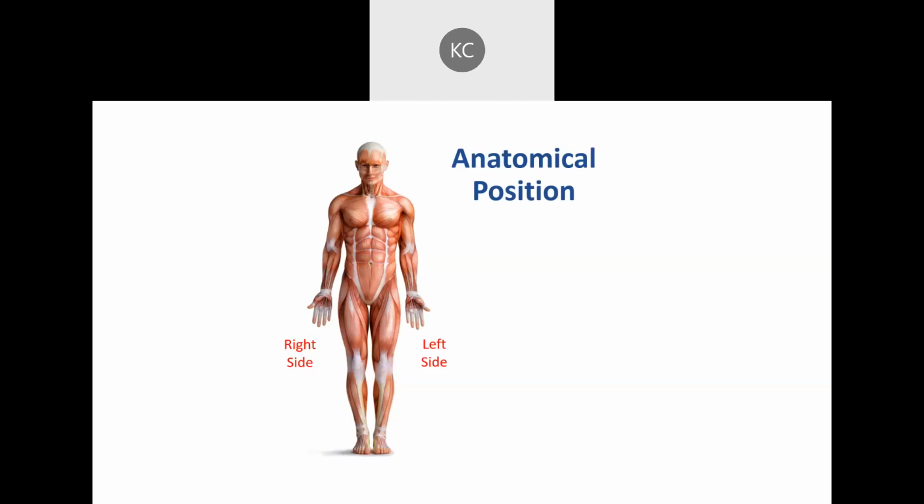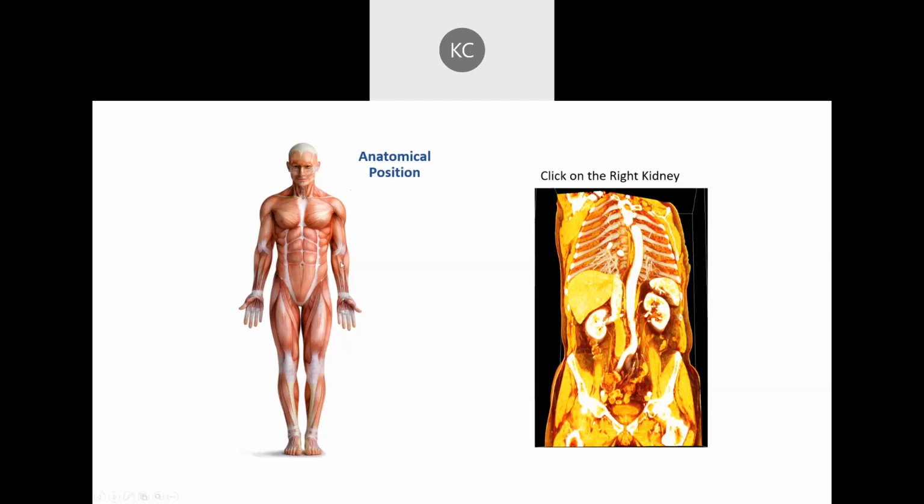Now, obviously, if this person was turned around in the same position, just turned 180 degrees, and we're looking at their back, then their left side would also be our left side and their right side would also be our right side. So you have to orient yourself to what you're looking at and then make a determination from there.